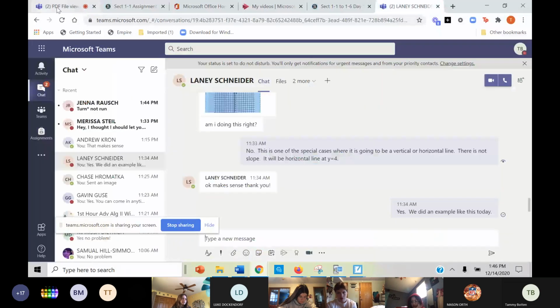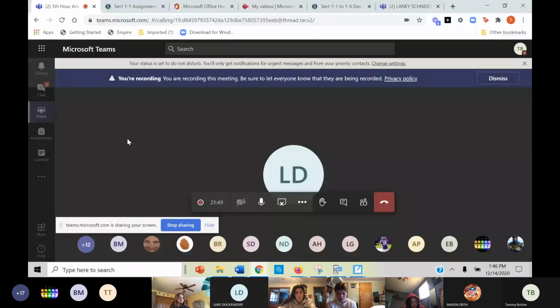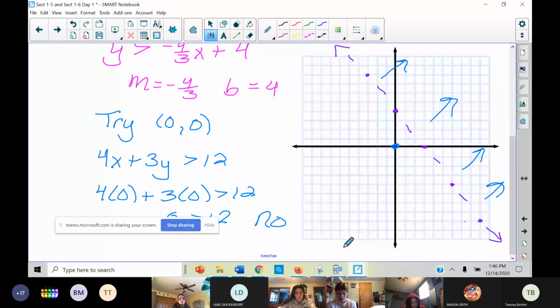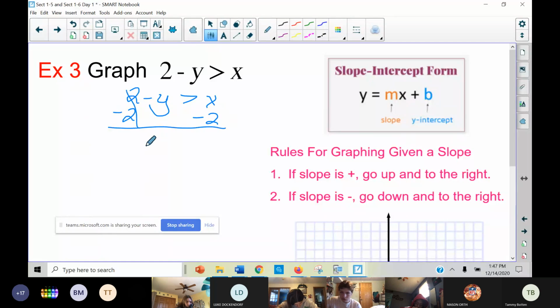So if we go back to where we were and go back to my screen. Okay. All right. So now what we're going to do is go to this problem. And again, this one is not solved for y. So I need to do that. The first thing I'm going to do is get rid of this 2 by subtracting 2. And I get negative y is greater than x minus 2.